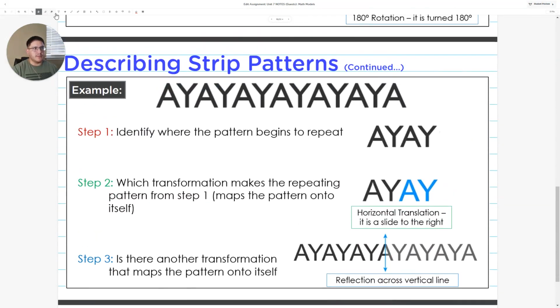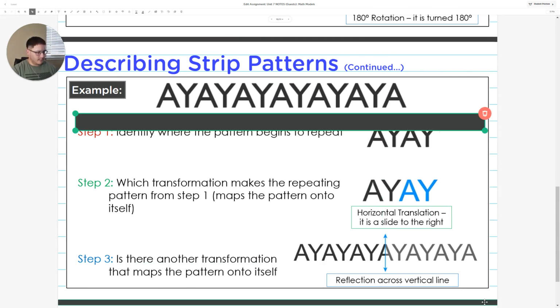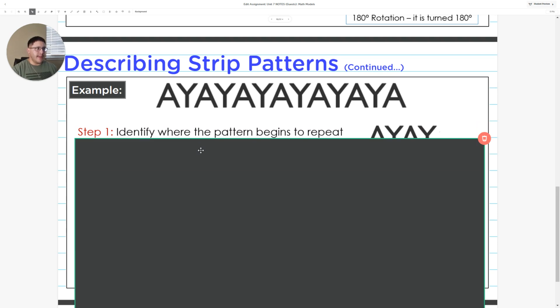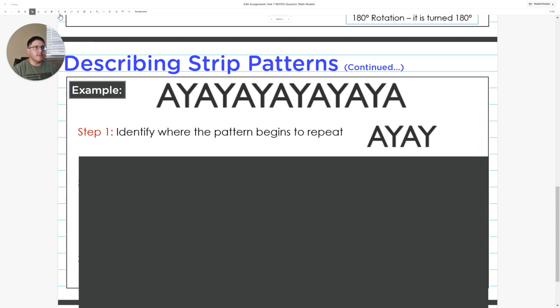So here's another example. We have an A and a Y being repeated all the way through. Okay, identify where the pattern begins to repeat. Begins to repeat after the first 2 letters, right here. So we got A, Y, A, Y, A, Y, and so on and so forth.